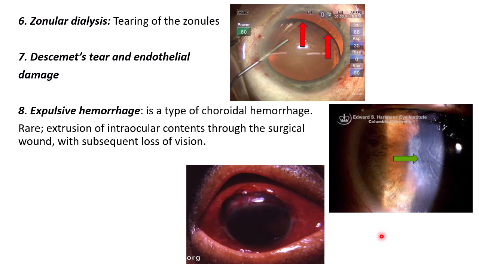Expulsive hemorrhage. It's a rare type of choroidal hemorrhage wherein there is extrusion of the intraocular contents through the surgical wound. You see there is extrusion of the iris here, and subsequently vision is lost. Basically, everything is expelled through the wound over here.